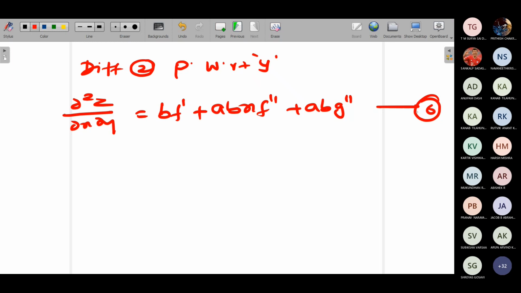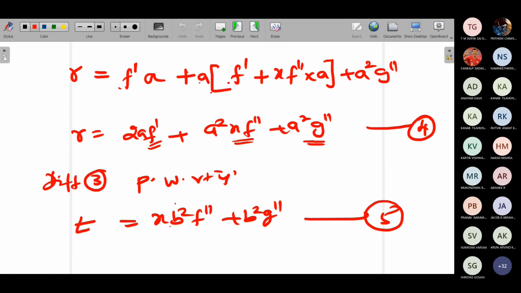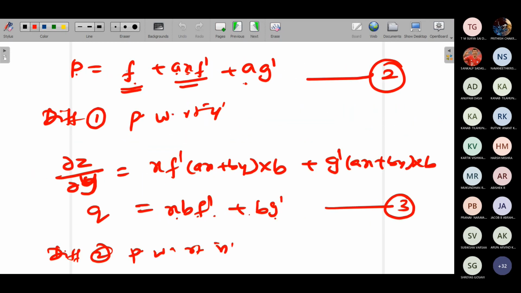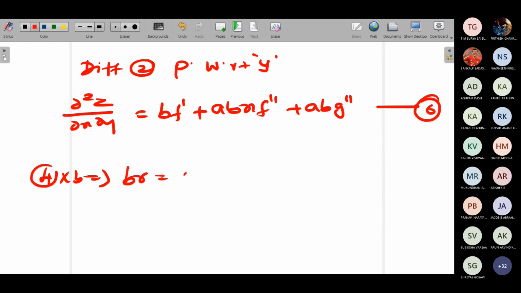Now more than this you cannot do anything, so we'll try to simplify from this itself. So what I can do is I can take equations 2, 3, and 4. What is the advantage if I take 4? I can multiply equation 4 by b. What will happen when I do 4 into b? B into r is equal to 2ab into f dash.